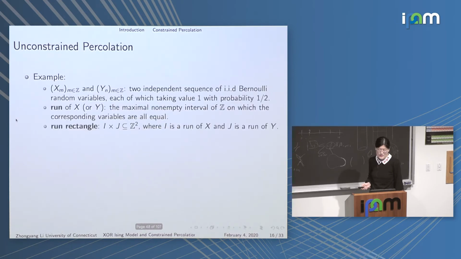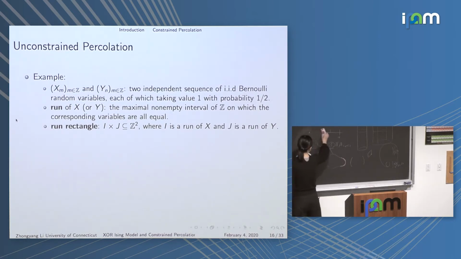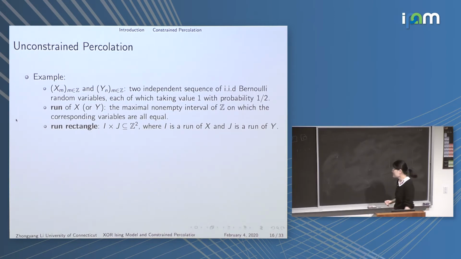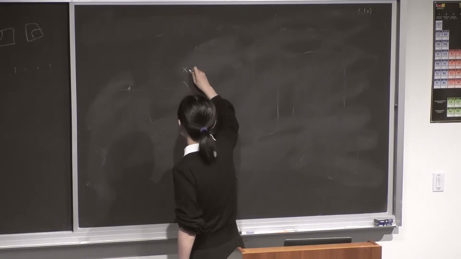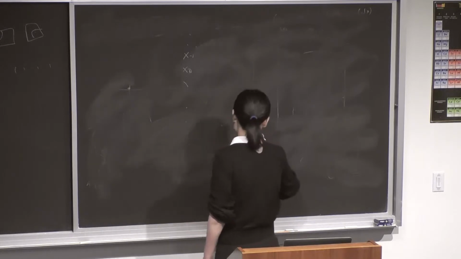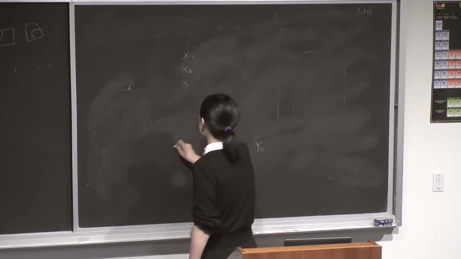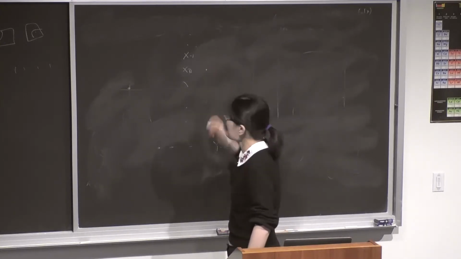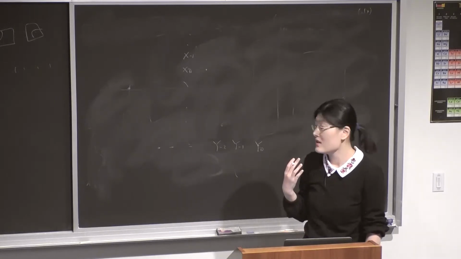Let's see an example. We consider X and Y, two independent sequences of i.i.d. Bernoulli random variables. So these are X_1, X_0, X_-1, and so on, and Y_0, Y_-1, Y_-2, and so on. These are sequences of i.i.d. Bernoulli random variables. Each random variable takes value 0 with probability 1/2 and value 1 with probability 1/2.